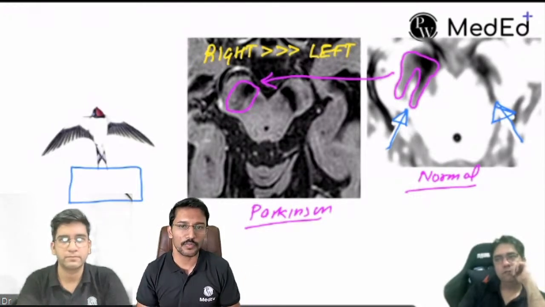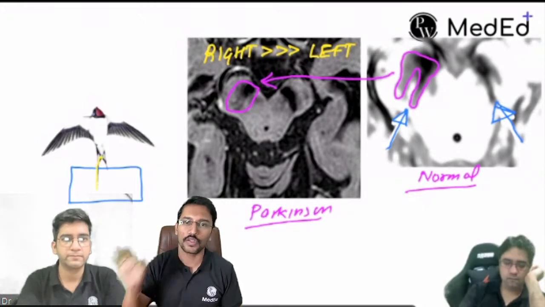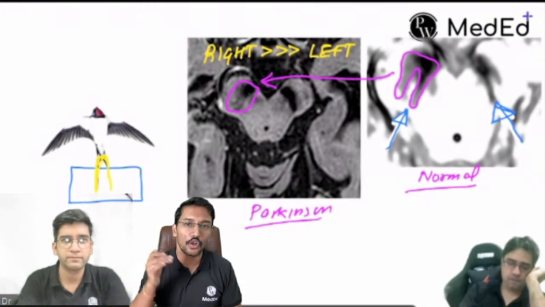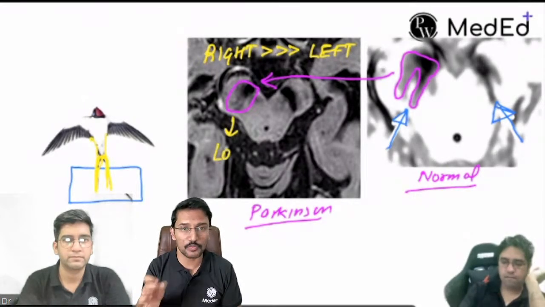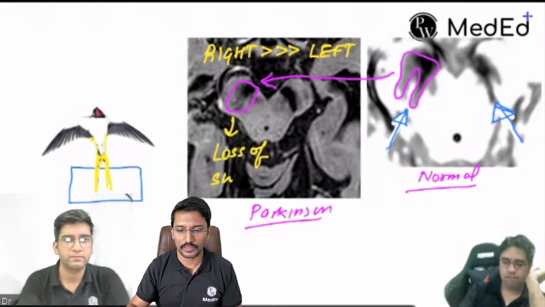What we call normal is the swallow-tail sign and abnormal is loss of swallow-tail sign. Loss of swallow-tail sign is an extremely specific finding in patients with Parkinson's disease.